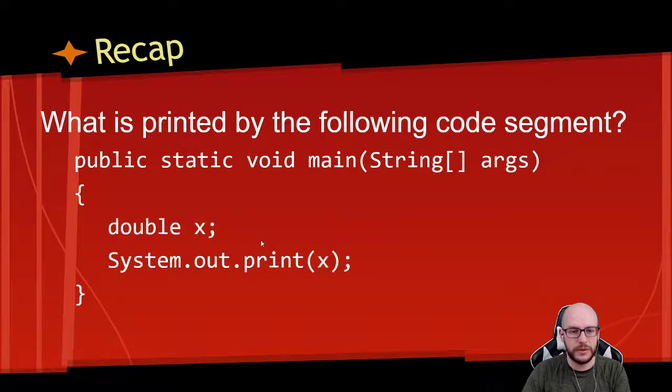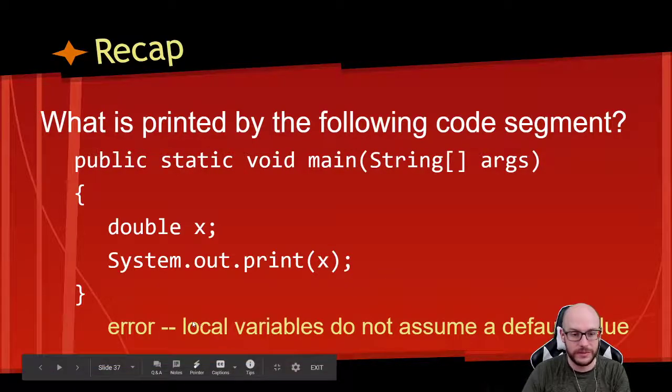All right, so Billy is null here. We have double X. We're inside of a main method. This is a local variable. It will not assume a default value, which means X is going to give us an error. And this is copy and pasted from the slide before. Local variables do not assume a default value.